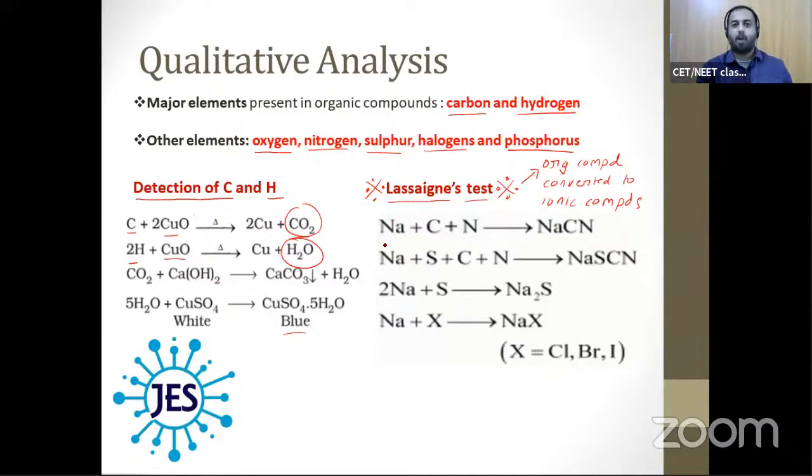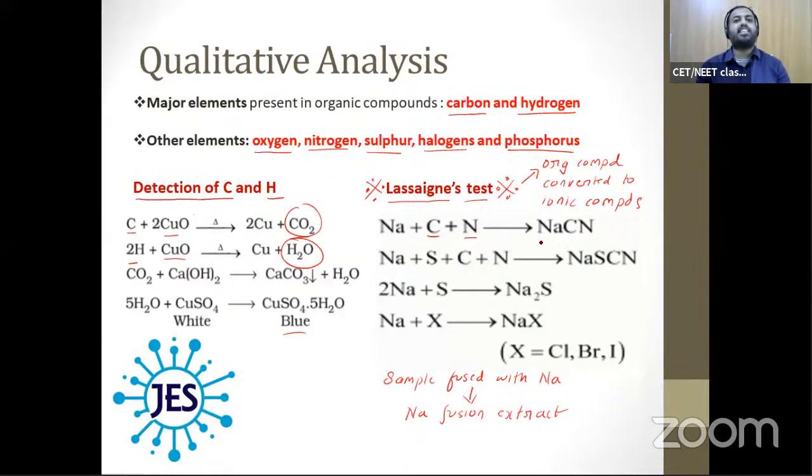Just a very simple example. If in your organic compound the carbon atom is there by default, and in addition to carbon, nitrogen is also present, and you submit the compound to Lassaigne's test, where the sample is fused with sodium metal and an extract is prepared, this is called sodium fusion extract. Sodium, carbon and nitrogen give you sodium cyanide, NaCN.